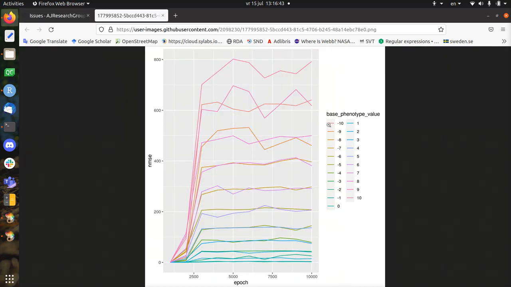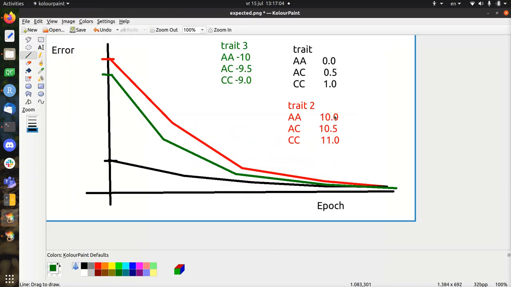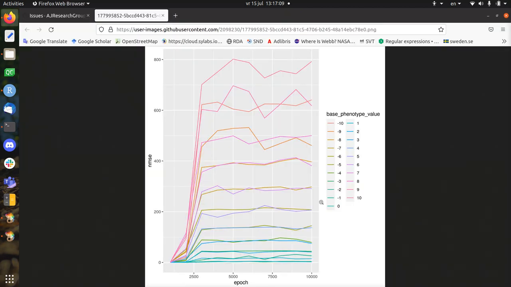So what you see: I've used the phenotypic trait value starting from minus 10 up to 0 and then up to plus 10. If the phenotypic traits are centered around 0, I call this the base phenotype value. It's the first number of all three that I give, so this is the base phenotypic value of 10, this has 0, this has minus 10. The closer it is to zero, the lower the normalized mean squared error is.